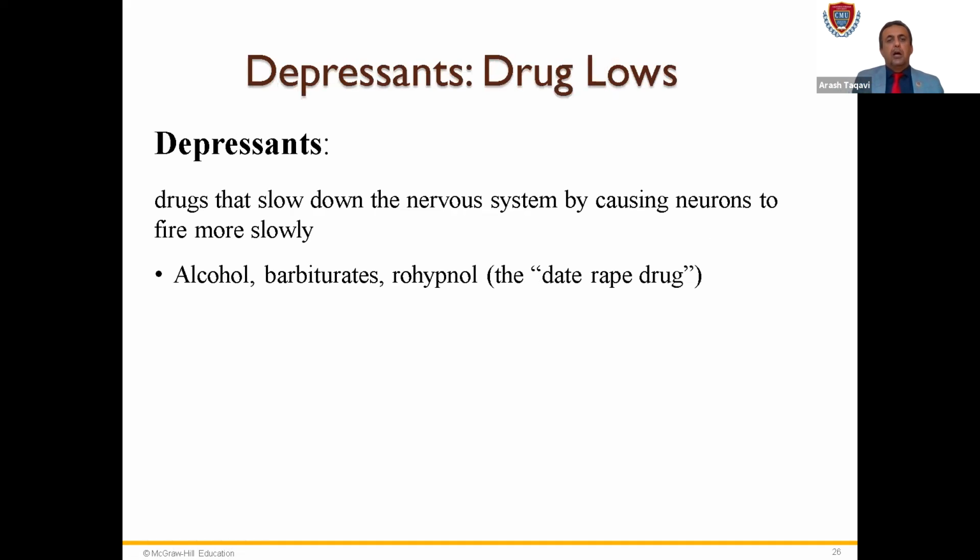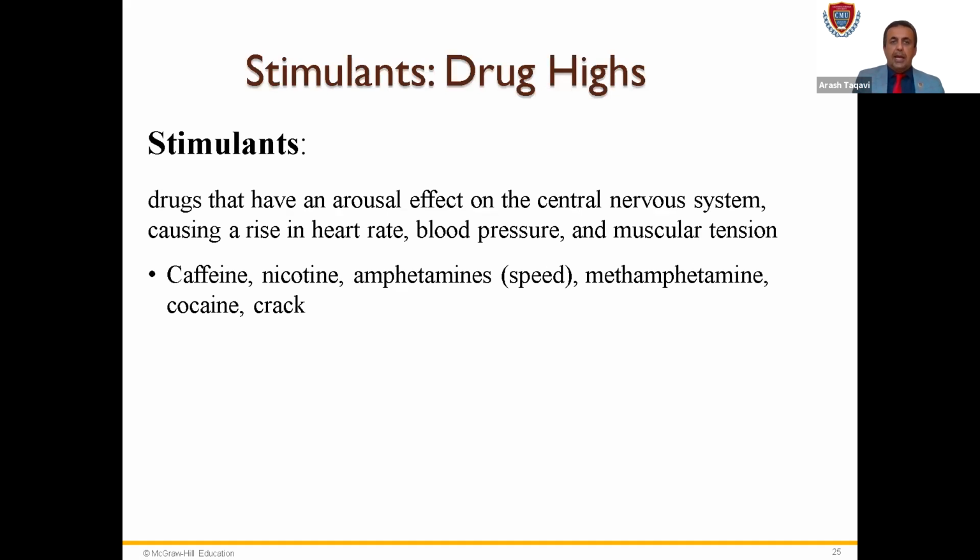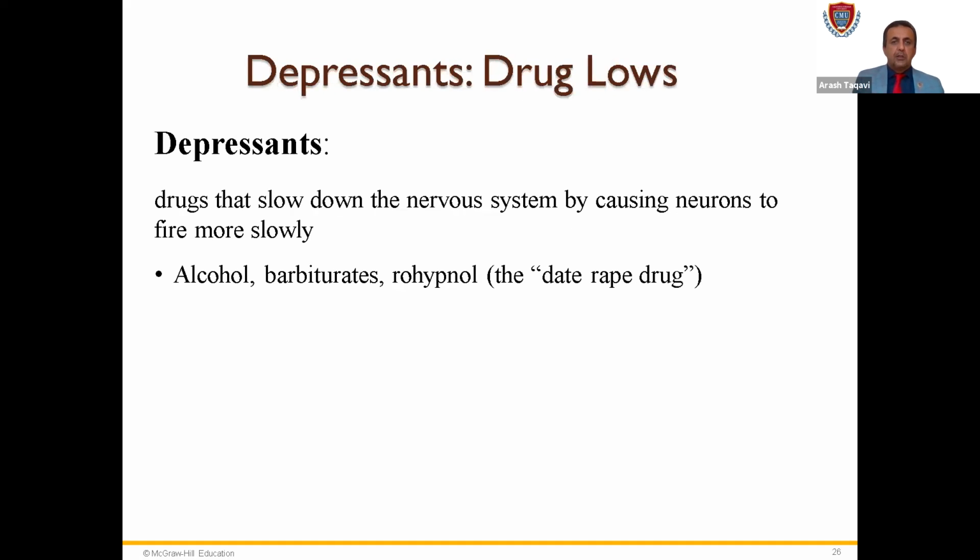Depressant drugs slow down the nervous system by causing neurons to fire more slowly. The most important, the first rank of depressants, is alcohol, and barbiturates, and Rohypnol, the date rape drug. It is called the date rape drug, Rohypnol. And stimulants, we talked about it.